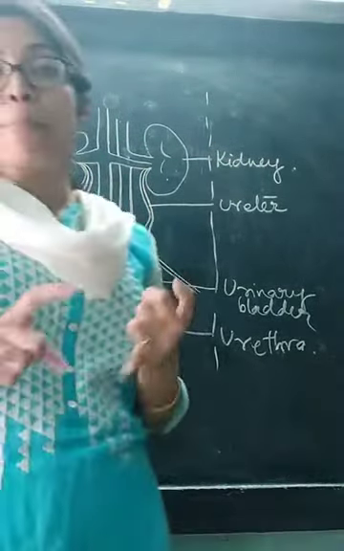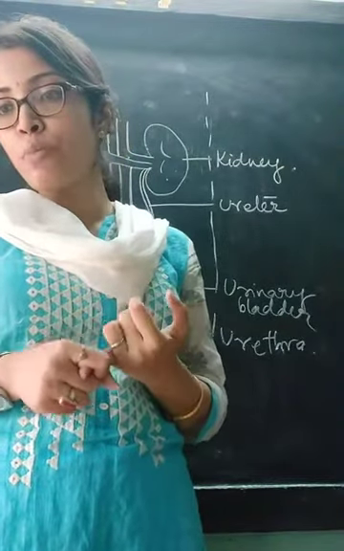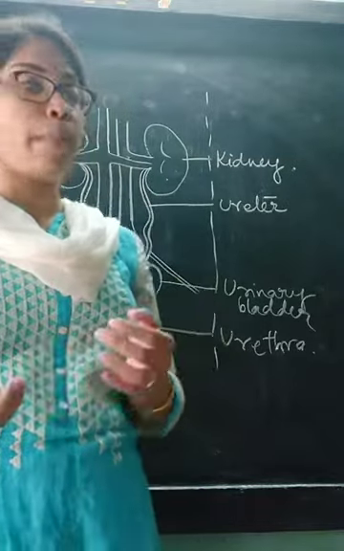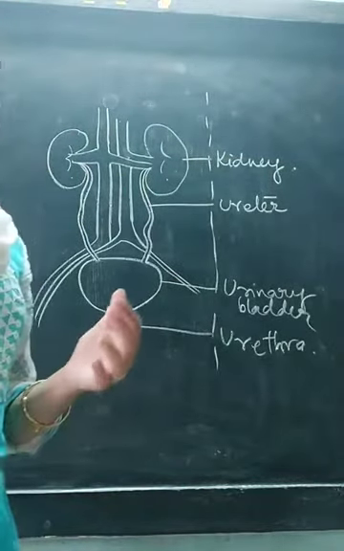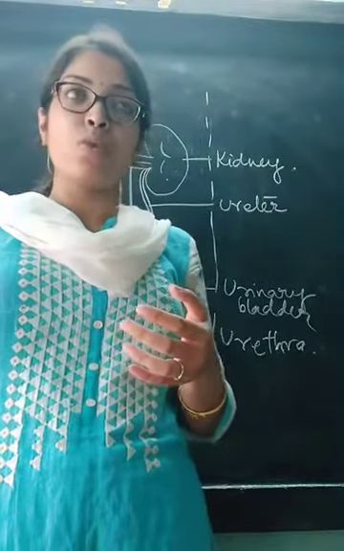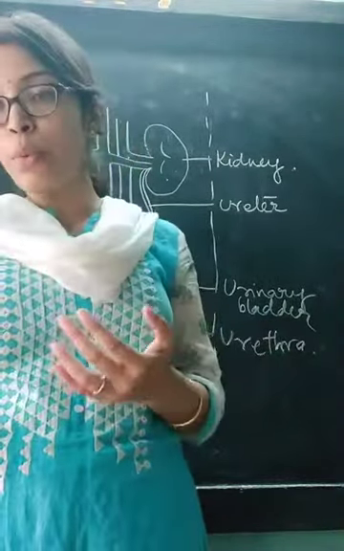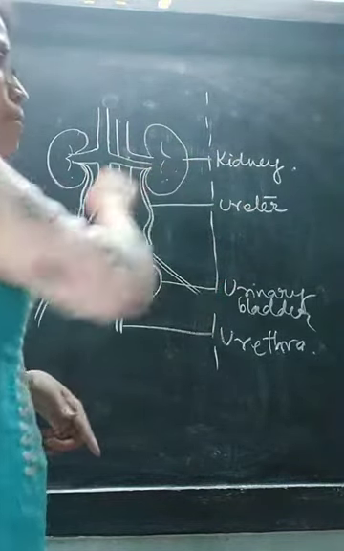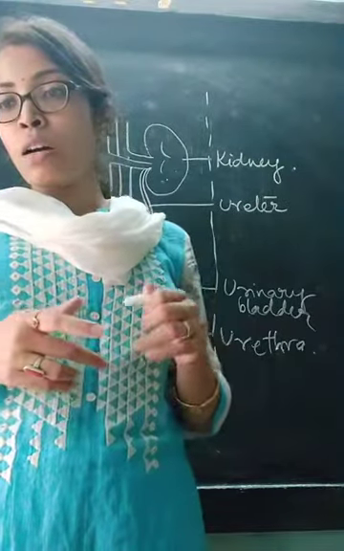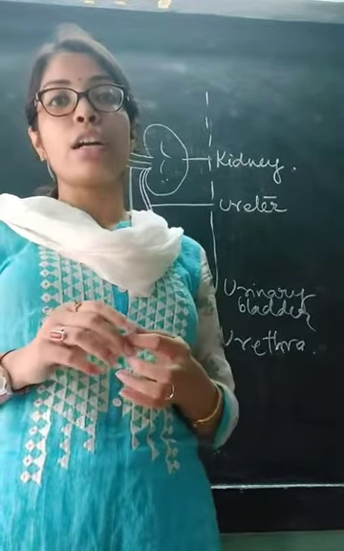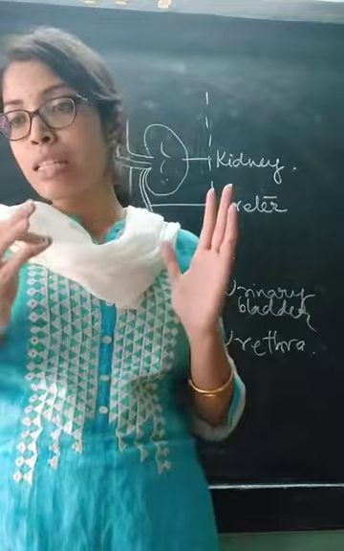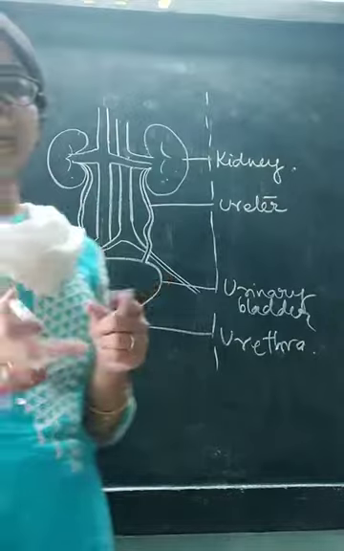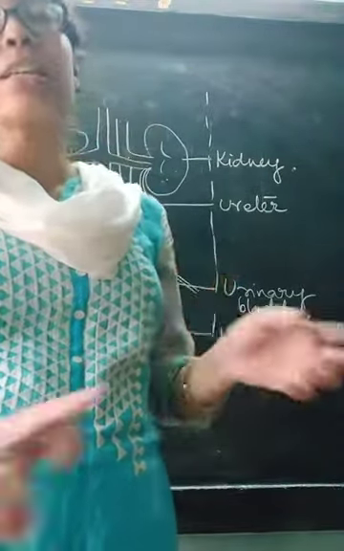Now there are a pair of bean-shaped reddish brown structures that are located just above the waist on either side of the backbone. So kidney is basically located on your back side, means towards the backbone and near the waist. And there are two kidneys in one person's body, and they are bean-shaped and their color is dark red or reddish brown. So this is the basic structure of kidney and located near the waist on either side of the backbone.